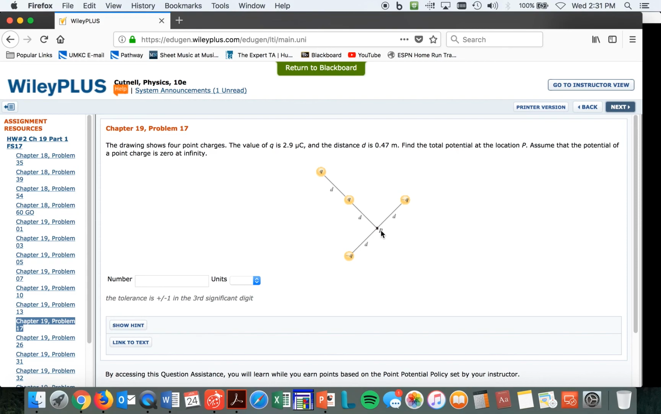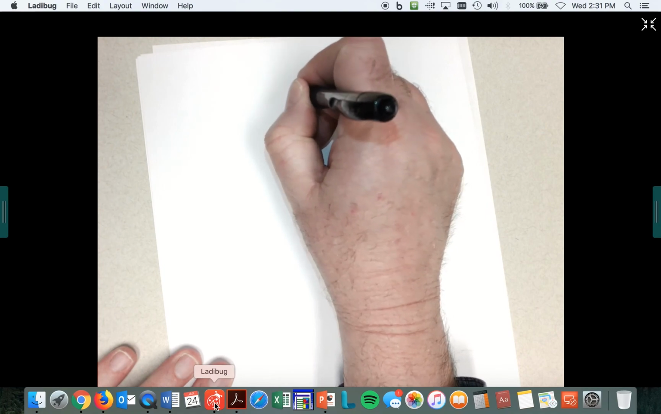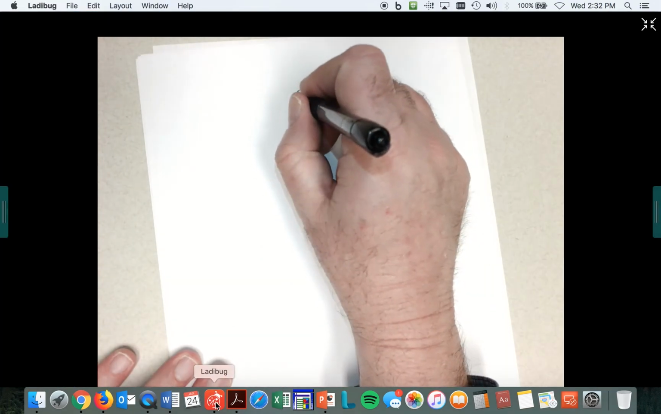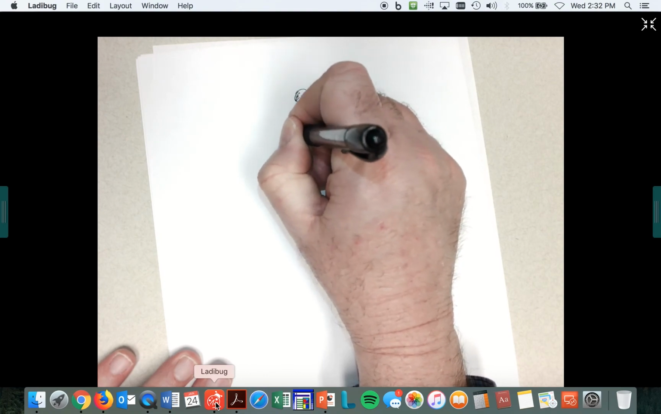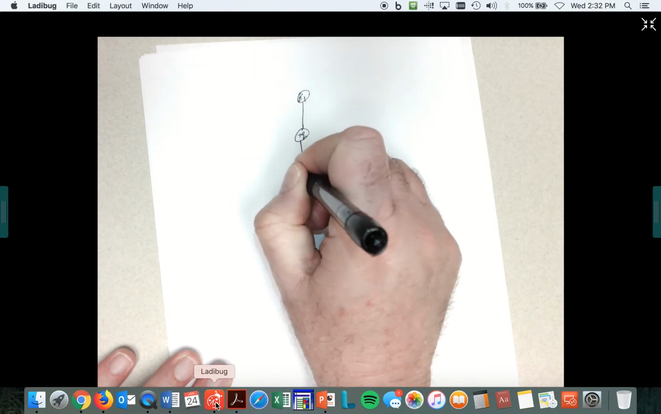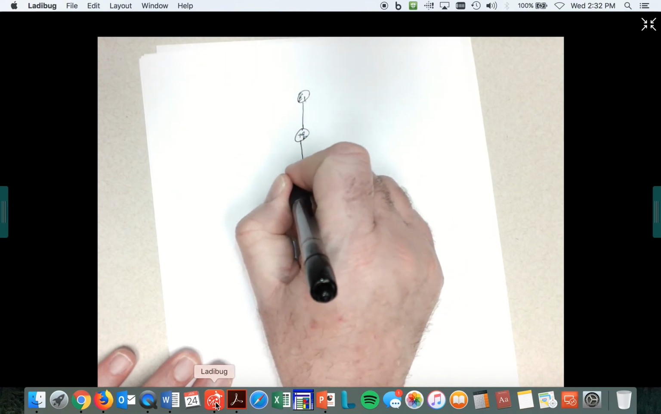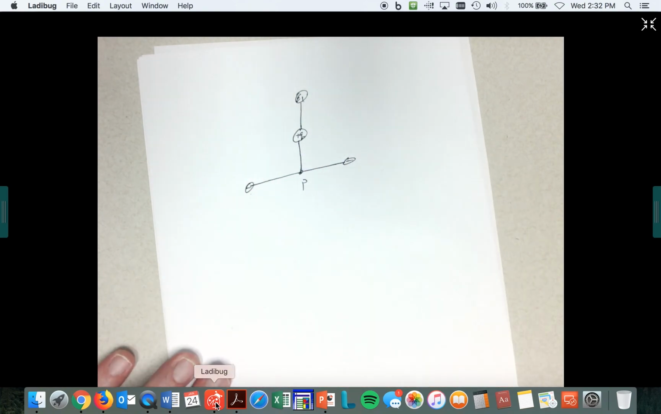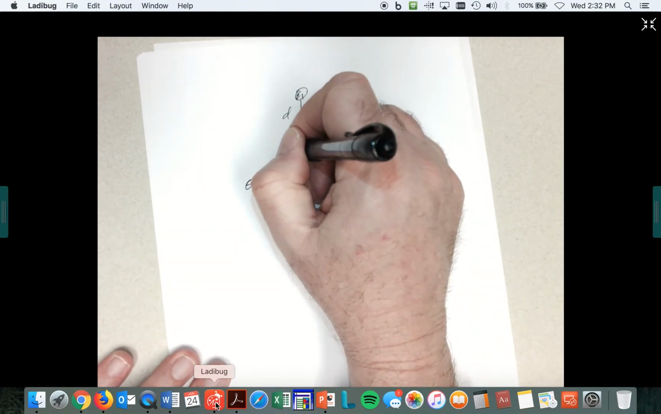Well, let's just look at what happens. Conceptually, I'm not putting in any numbers. You all can do that later, right? Let's just draw it simpler. I've got to make sure I've got the positive, negative, negative signs right. Positive Q, here's point P, negative Q, and a negative Q. And these are all a distance D apart.